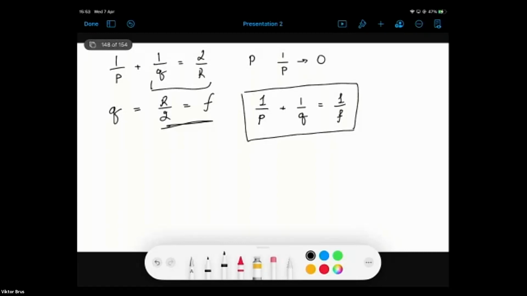We will continue on Friday with the image formation in lenses.